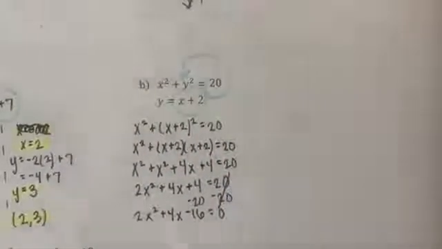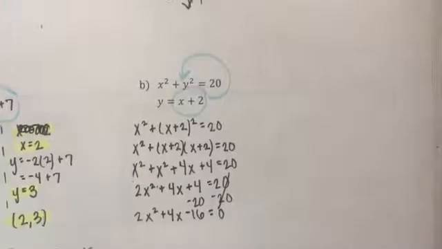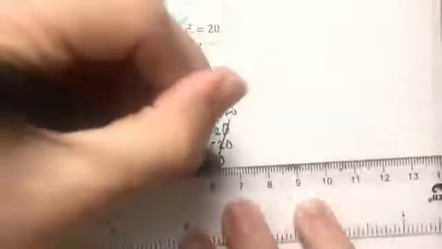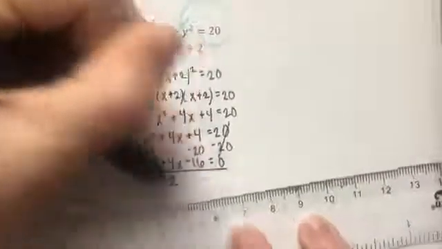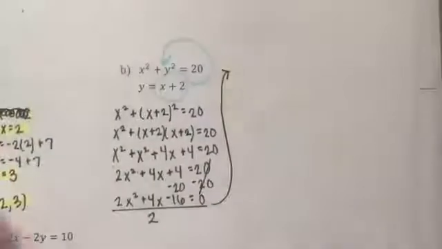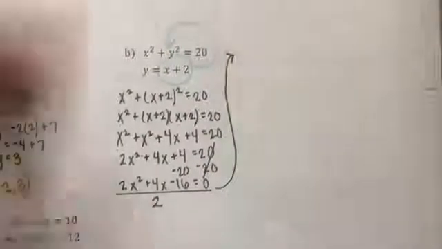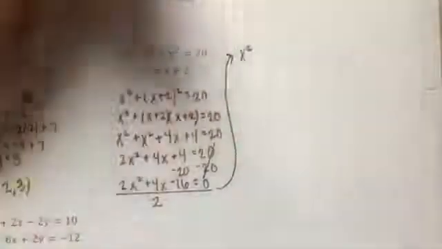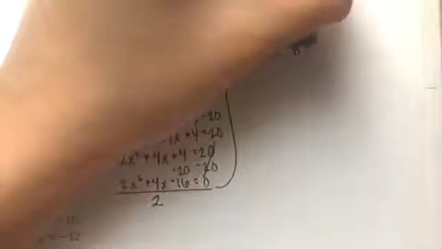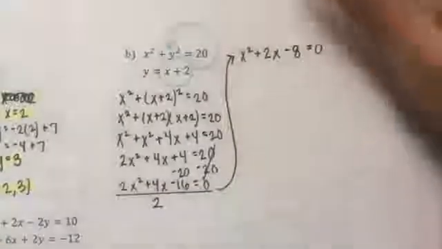So I want to get it in standard form. And then from there, I can divide a 2 out of the entire equation because everything's divisible by 2. And it'll just make it a little bit easier to figure out if we can factor it. So when I divide out the 2, 2x squared divided by 2, you're left with x squared. 4x divided by 2 is 2x. And negative 16 divided by 2 is negative 8 equals 0. And then now I can check to see if it's factorable.